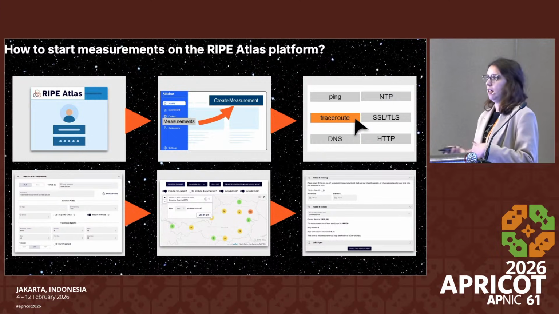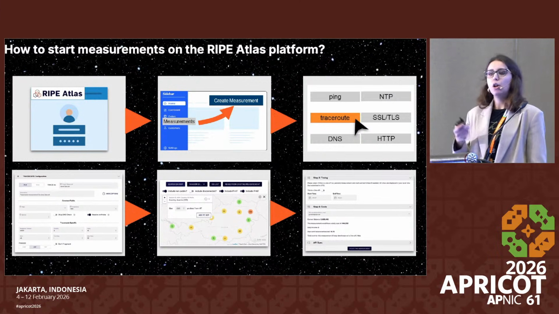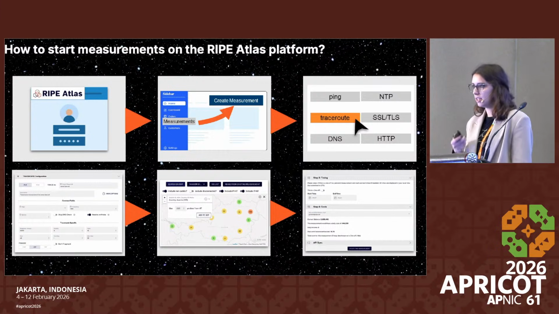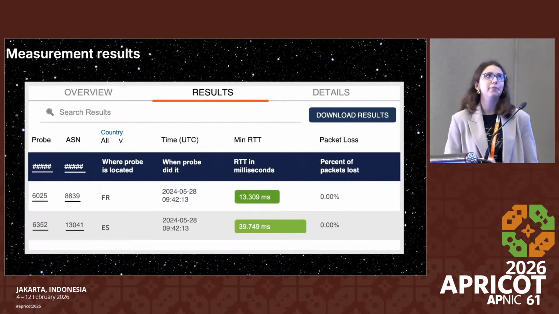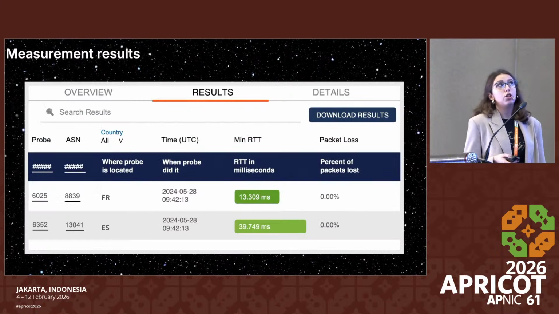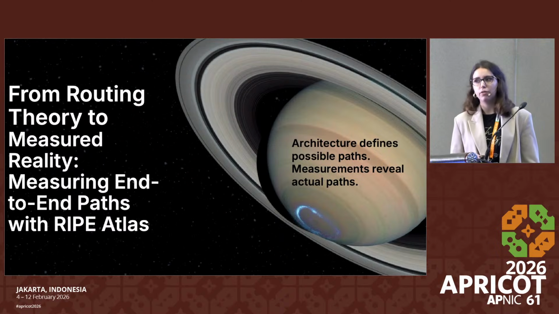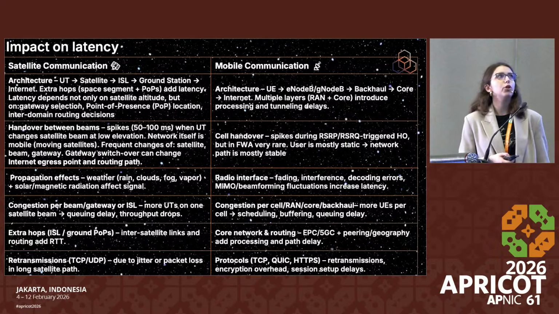Then you can set some configuration for your measurements, which protocol you use, how many packets you want to send, what the size of the packet is, and so on. And you can also set the timing. And this is how measurement results look. Because architecture defines possible paths, with measurements I reveal the actual paths of the network.